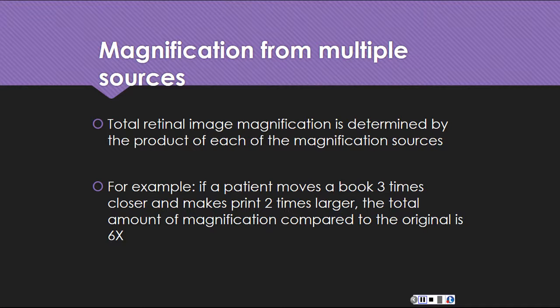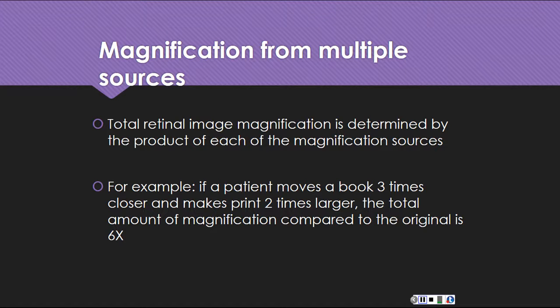So if you were to move 10 times closer and make the print 2 times larger, that would be a product of 20. What you have to consider is it's not additive, it's going to be a product. So you're going to get a lot of bang for your buck if you add 2 different types of multiple sources of magnification together.